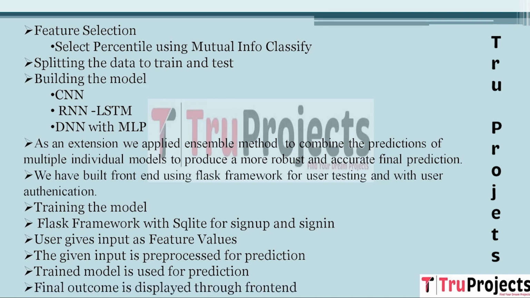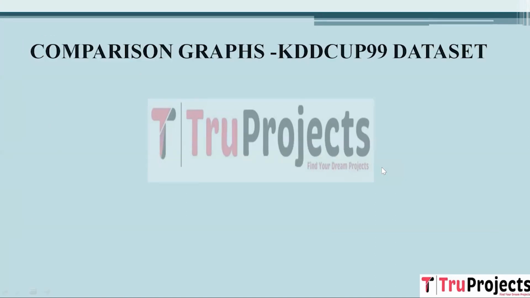Final outcome is displayed through front end. The predictions from the models are combined to generate a final prediction. The outcome, indicating the presence or absence of intrusion, is displayed to the user through the front end.